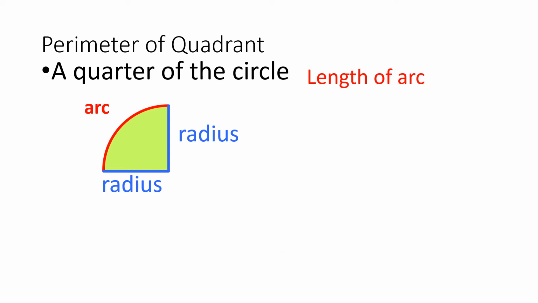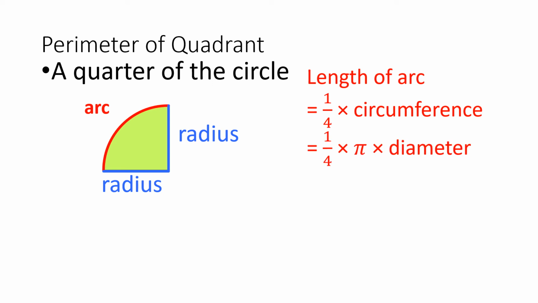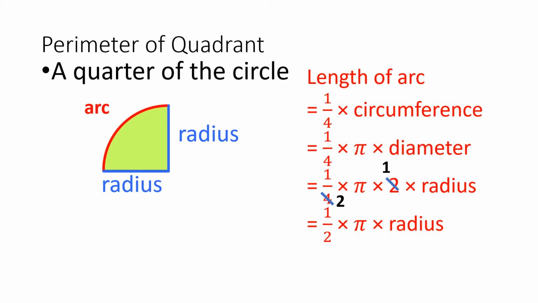Now, let's find the length of the arc in the quadrant. It is a quarter of the circumference. Why? Simply because the quadrant is a quarter of the circle. Since we know the diameter is twice the radius, we can have this. We can cancel out the 2 and the 4, and finally we will have the answer as half multiplied by pi multiplied by radius.